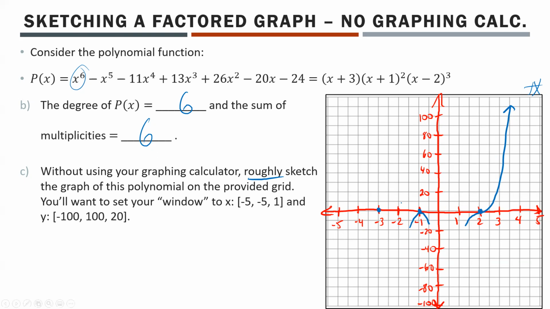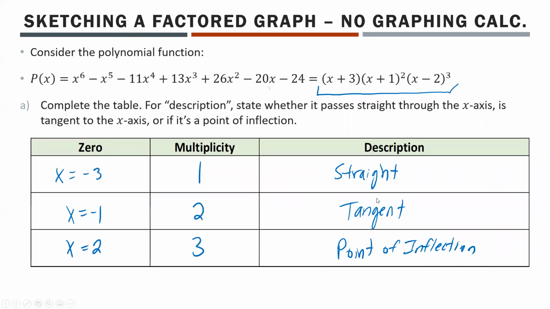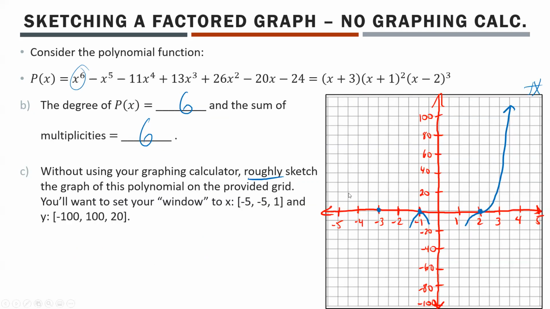The last one we saw, -3, was the first one on our chart. It has a multiplicity of 1. So that means it's going straight through. There's only one way we can do that, and that's just by going straight through and then going up this way. Now, the tricky part is I have no clue how far down any of these things go.